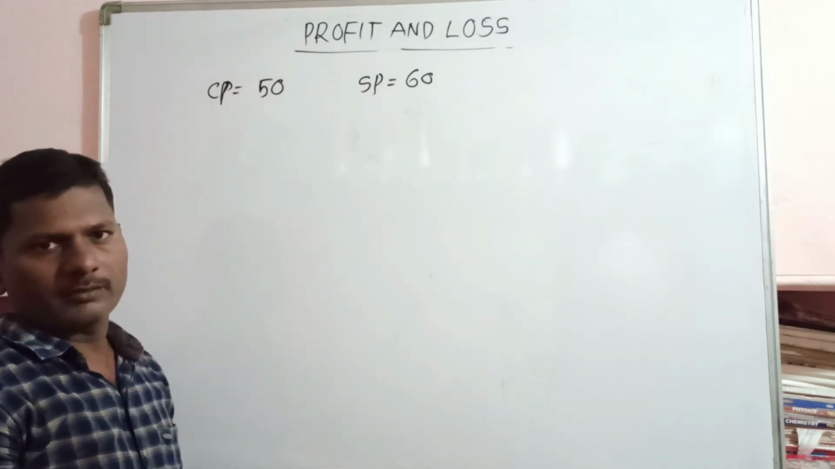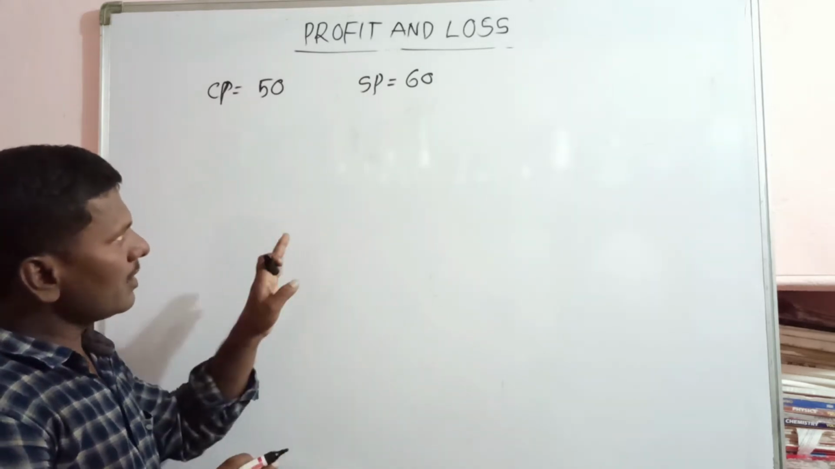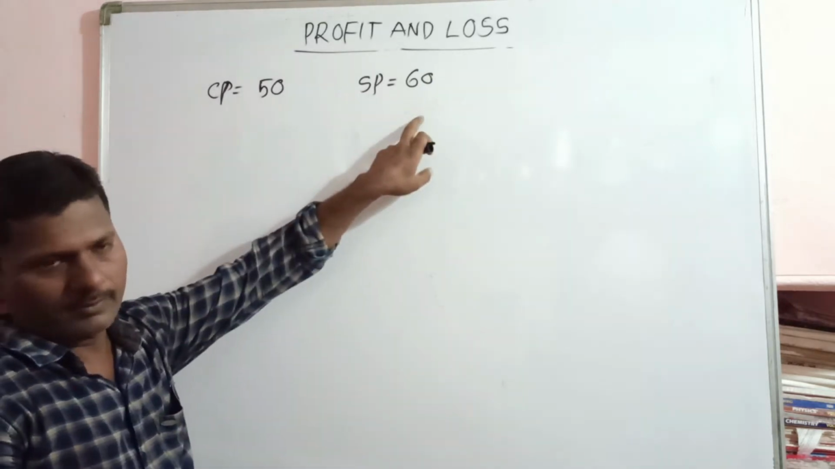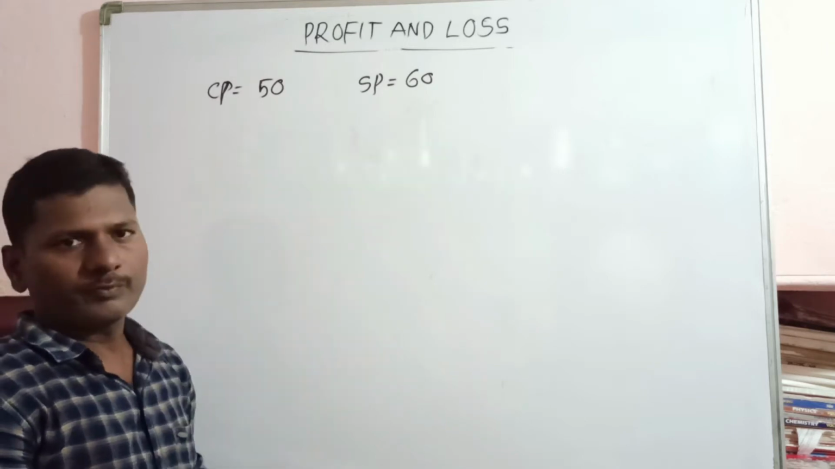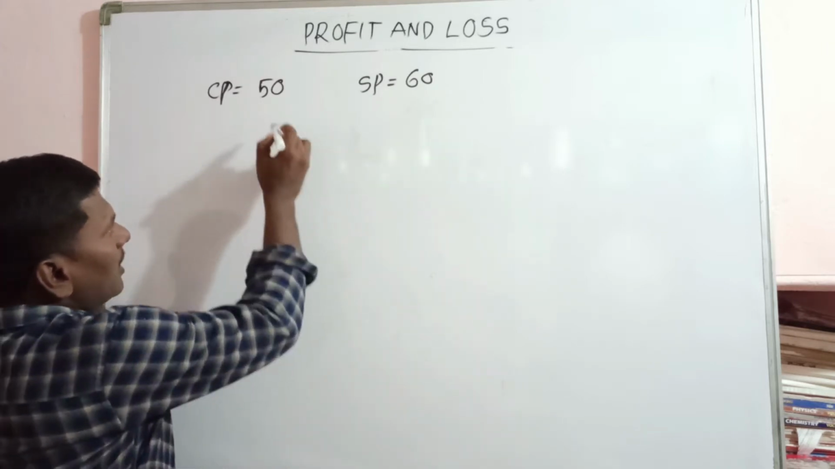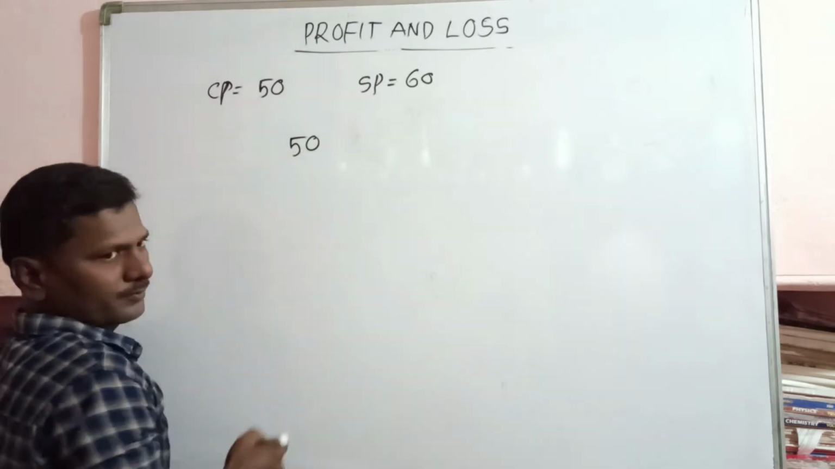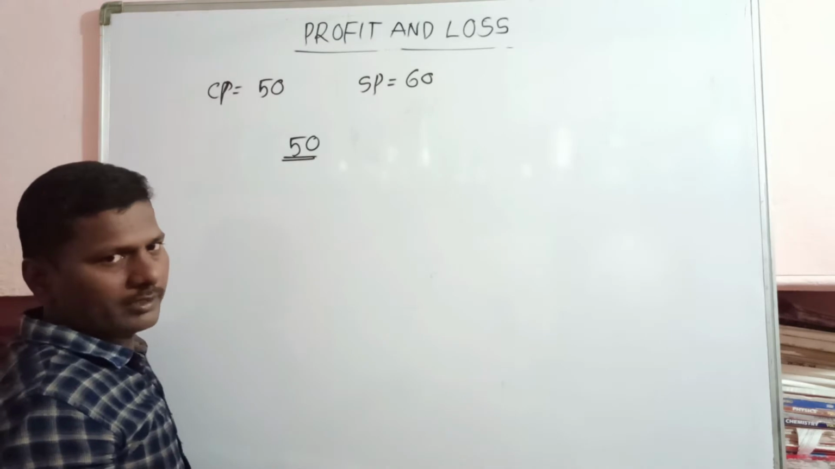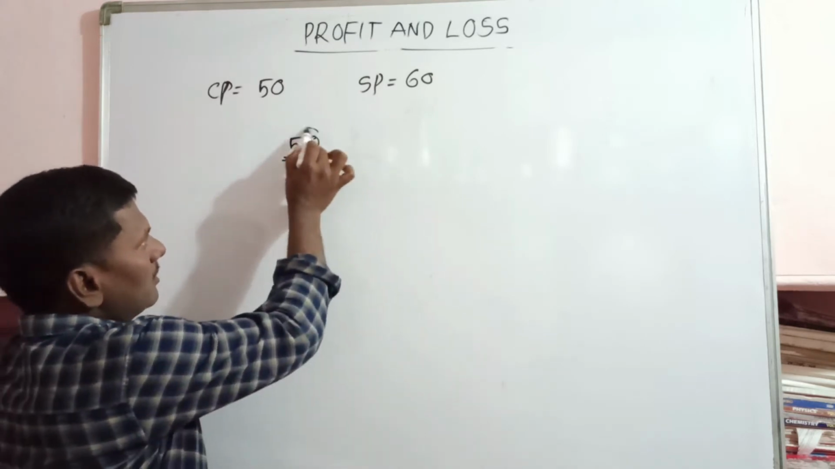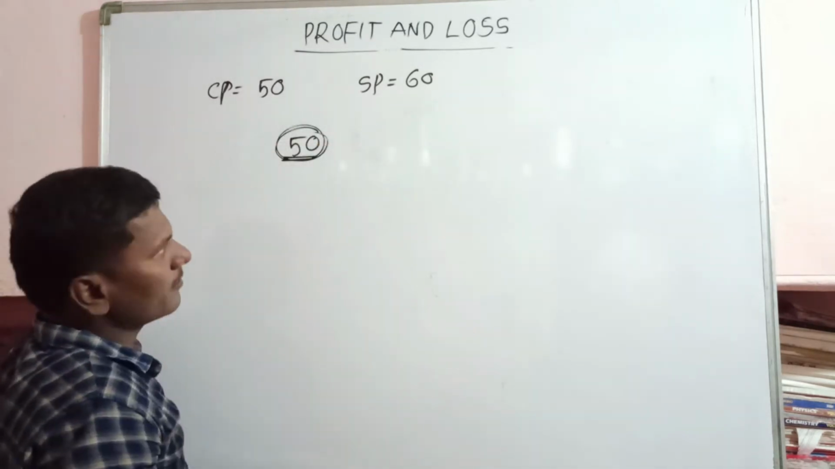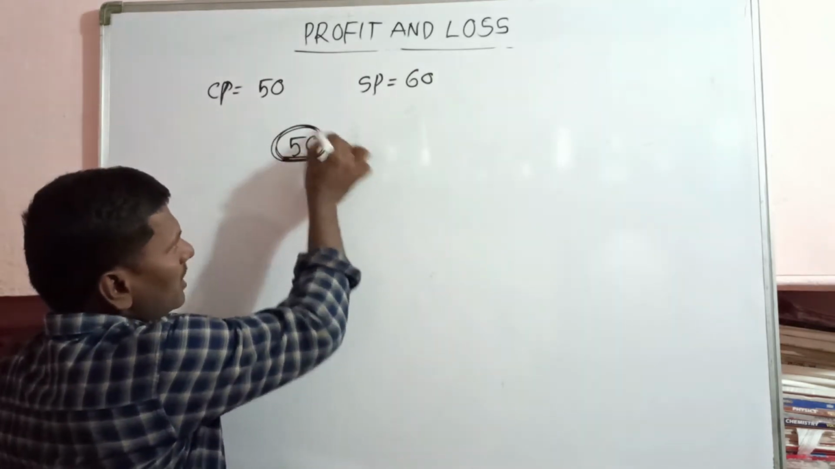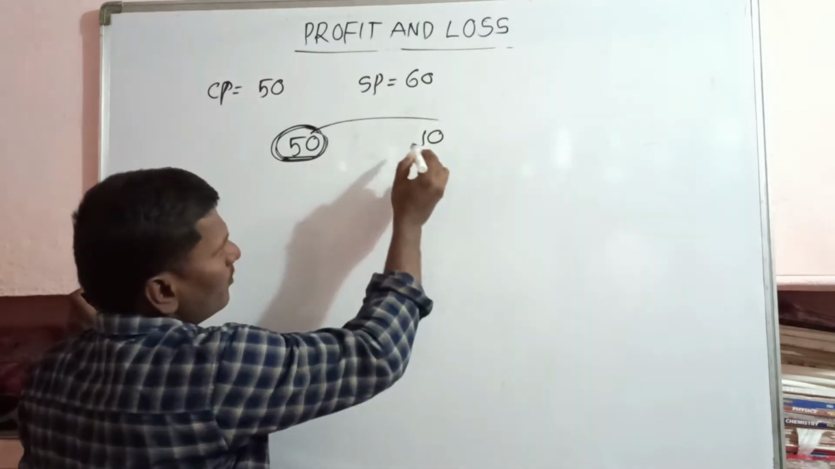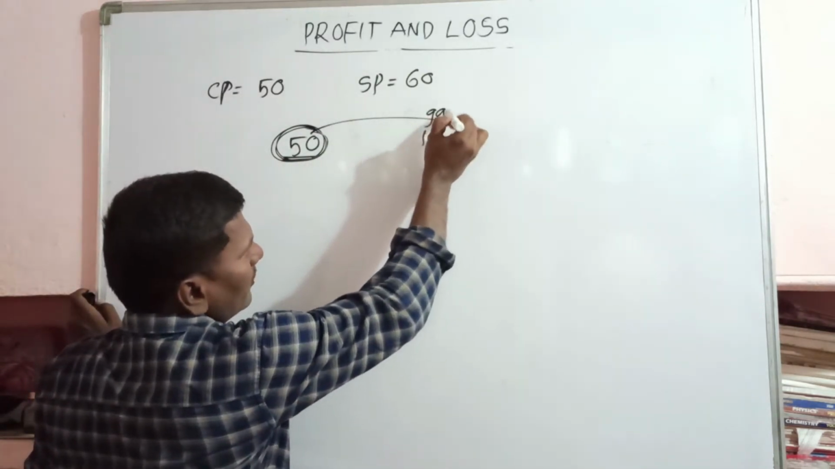Now we calculate percentage of gain. Here selling price is more than cost price. That's why we have gain. So here 50 rupees is cost price. Consider this cost price always as investment. So this 50 rupees is investment. By doing business with 50 rupees, one person gains 10 rupees profit. 10% as profit.